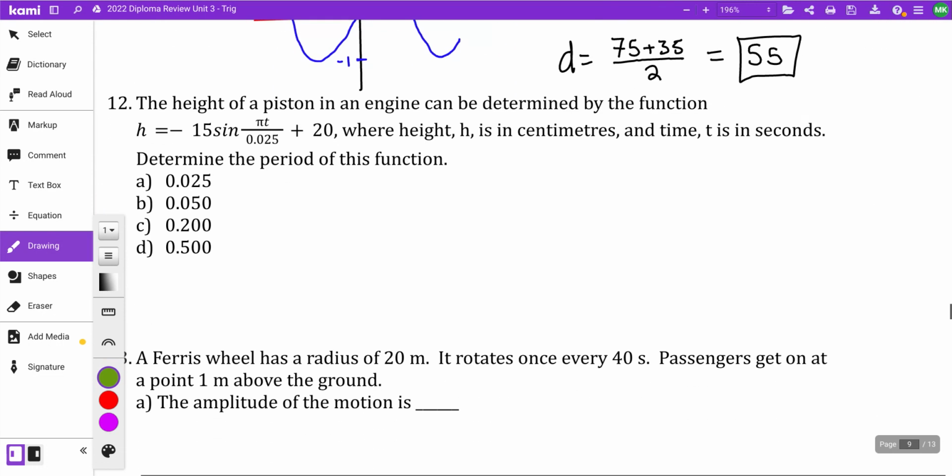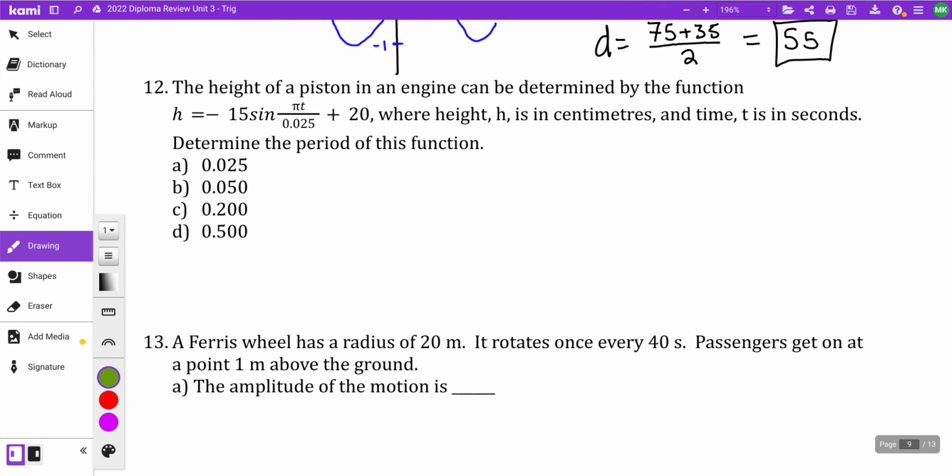All right, word problem. The height of a piston in engine can be determined by the function h equals negative 15 sine pi t over 0.025 plus 20, where height h is in centimeters and time t is in seconds. Determine the period of this function. Determine period.